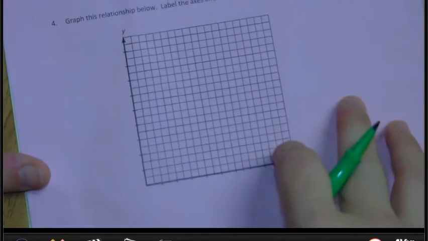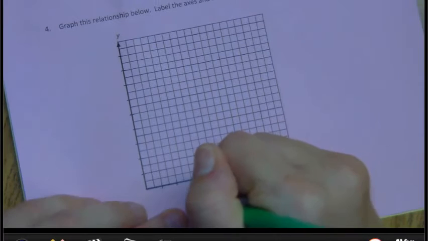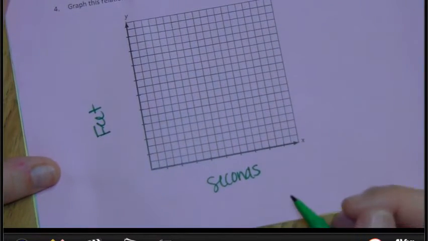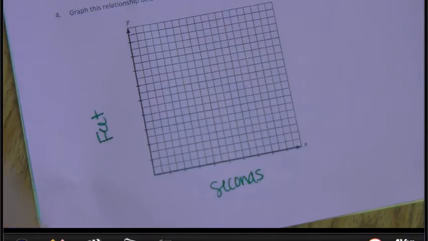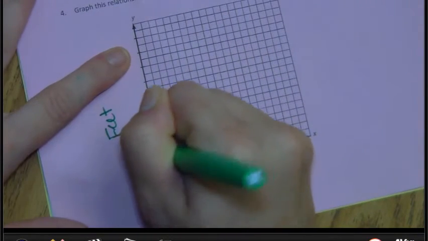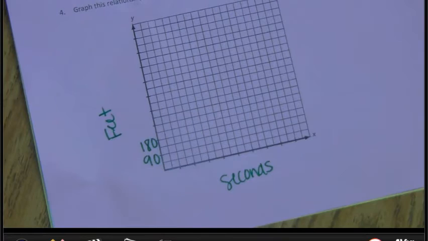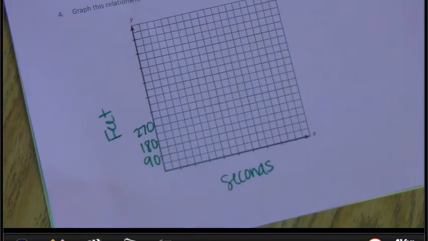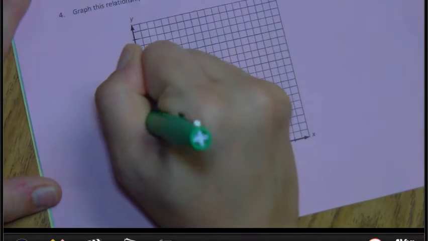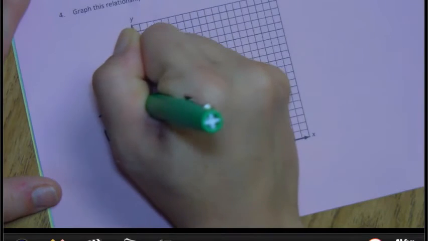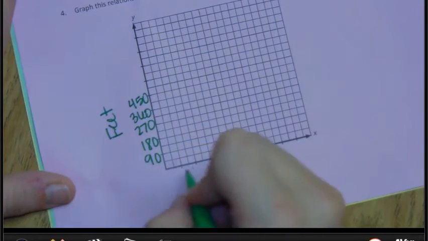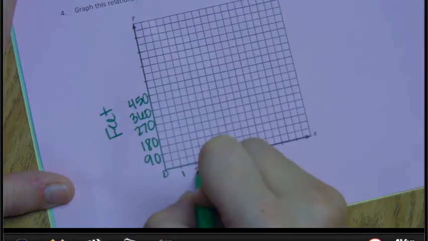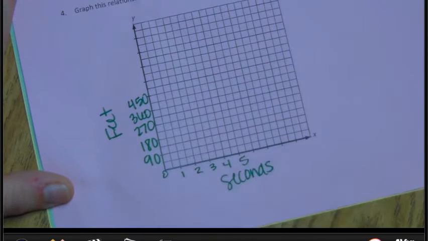Okay. All right, and I'm going to graph this here. So I'm going to have seconds on the bottom. I'm going to have feet here. All right. Let's see. So I'm going to have 90, 180. Then I should have 270, 360, then 450. And I'm going to kind of stop there. I'm going to put a 0 here. So I have 1, 2, 3, 4, 5.